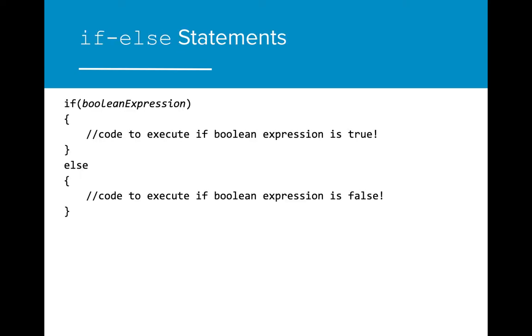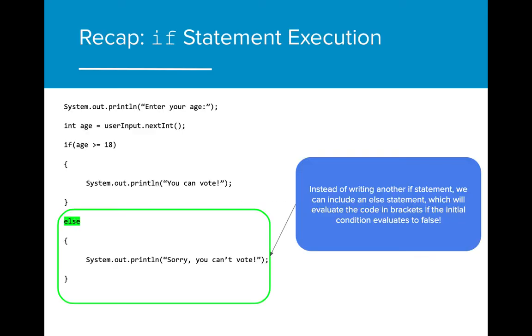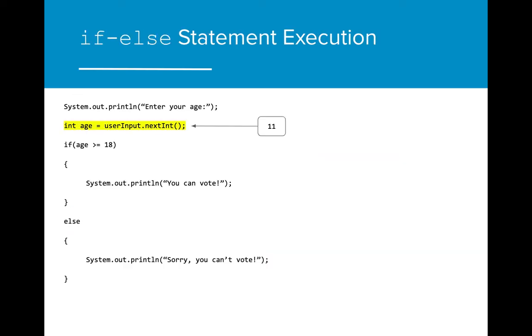This is the general skeleton for writing if-else statements. As you can see, the else statement follows the if statement and has its own set of curly brackets that will execute depending on the results of the Boolean expression. Rather than writing a separate if statement to evaluate if the age is lower than 18, as we had done initially, we can replace that with an else statement that will evaluate if the value of age is less than 18. Let's see this in action.